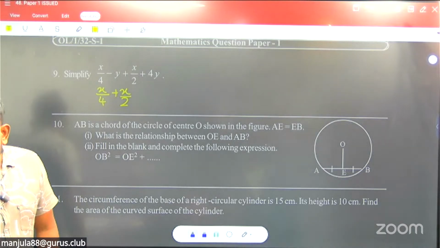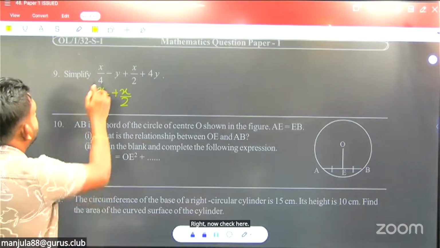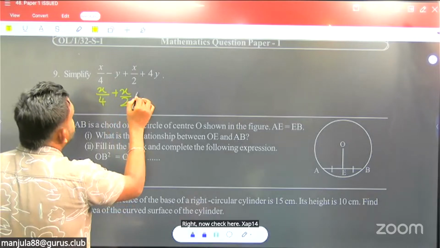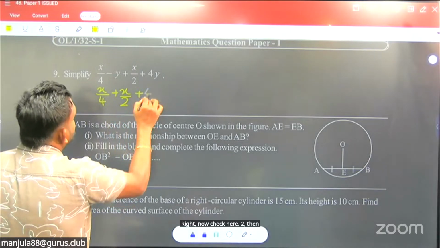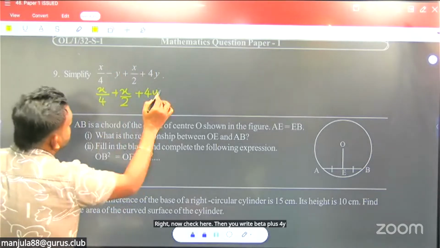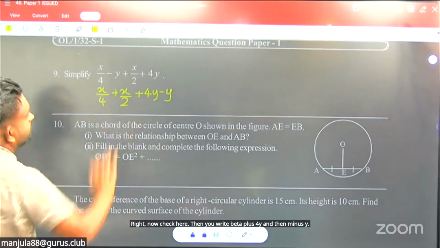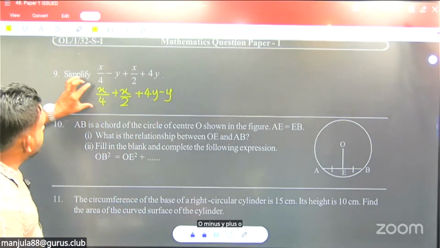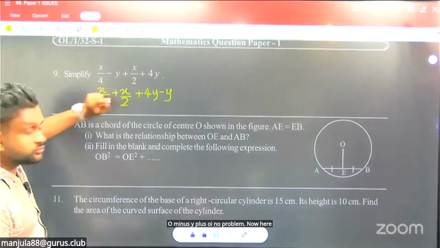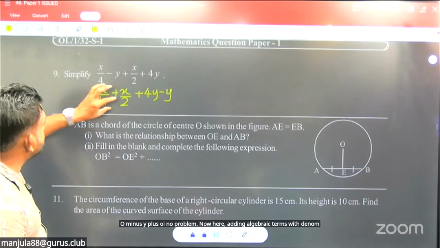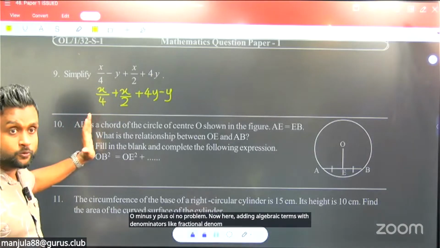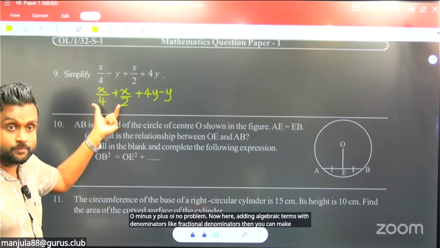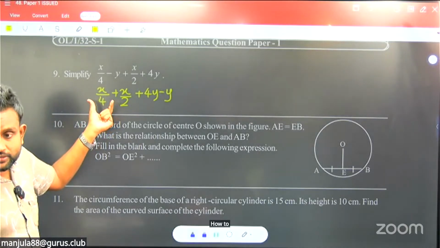Now check here. x upon 4 plus x upon 2, then you write plus 4y and then minus y. Oh, minus y plus 4y, no problem. Now when adding algebraic terms with fractional denominators, you can make the denominators the same. How to make the denominator the same?